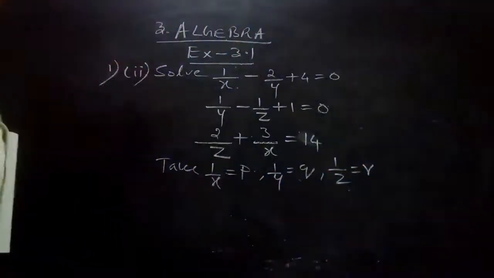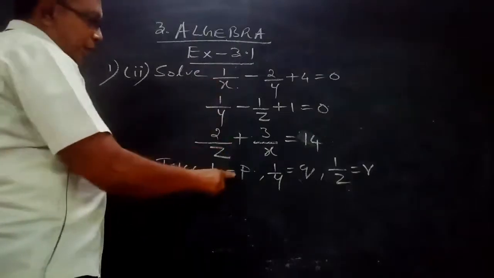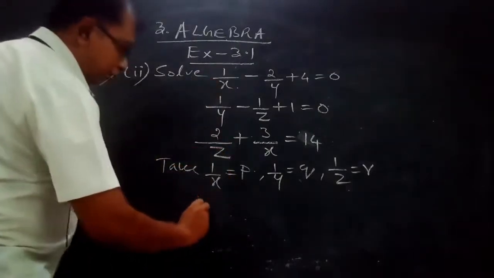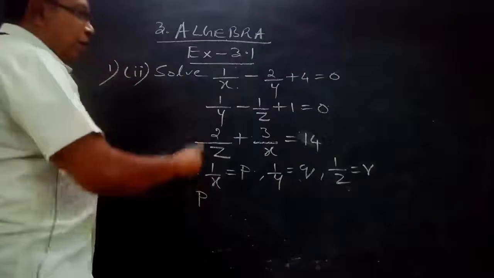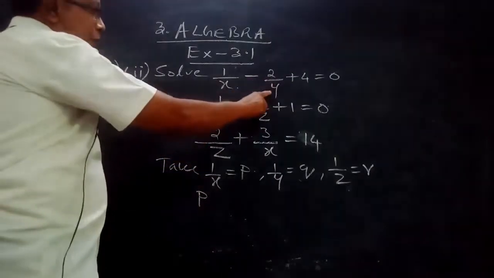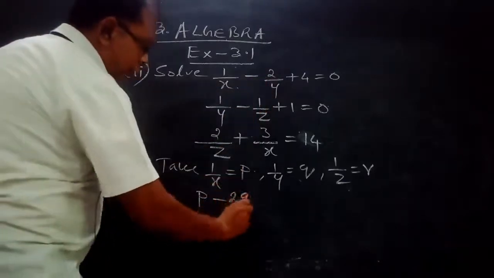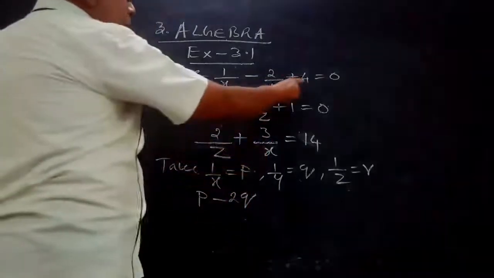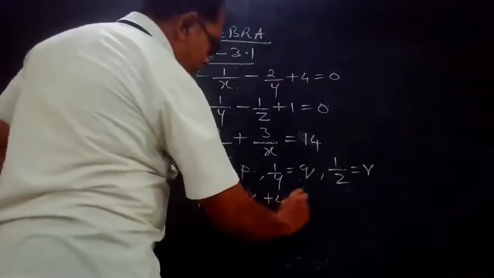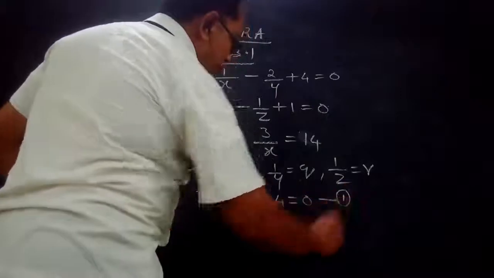Now, 1 by x, where do we apply it? You see, 1 by x, in its place write the p. Therefore, the first equation has p. Next 2 by y, 1 by y value is q, therefore 2q. Write the 2q. Next plus 4, write the plus 4 equal to 0. It is equation number 1.